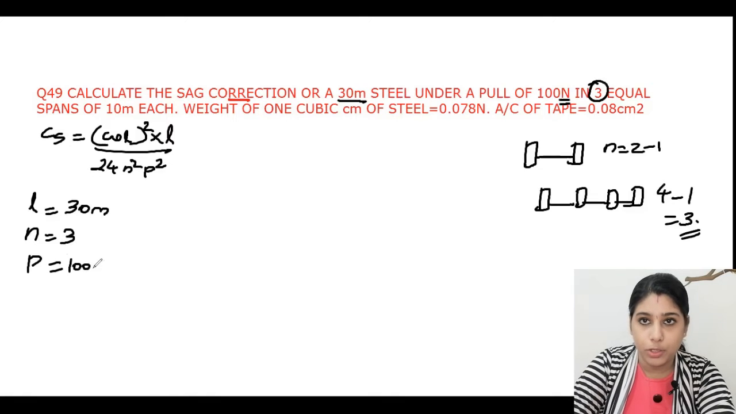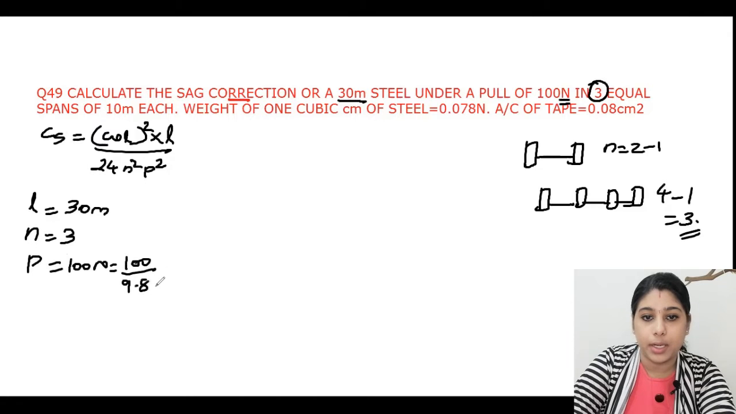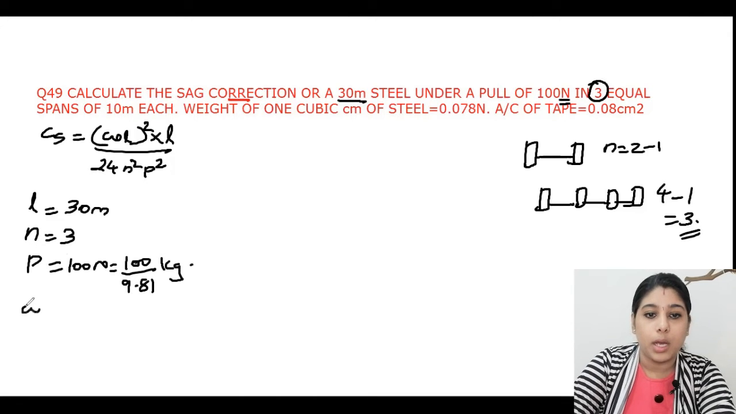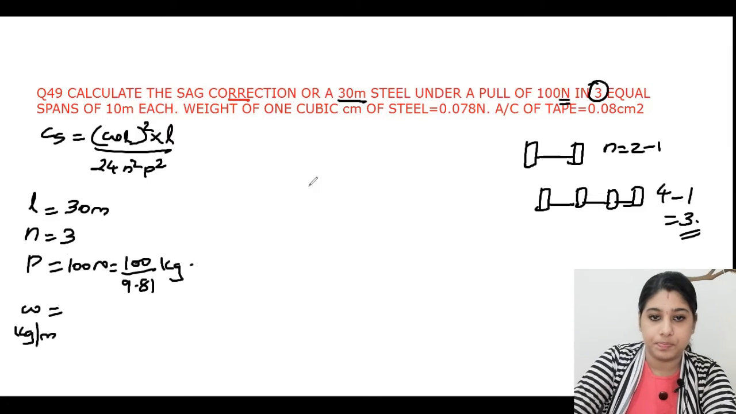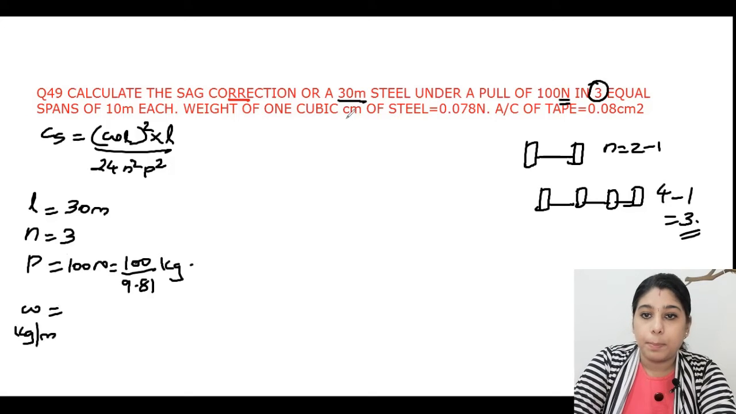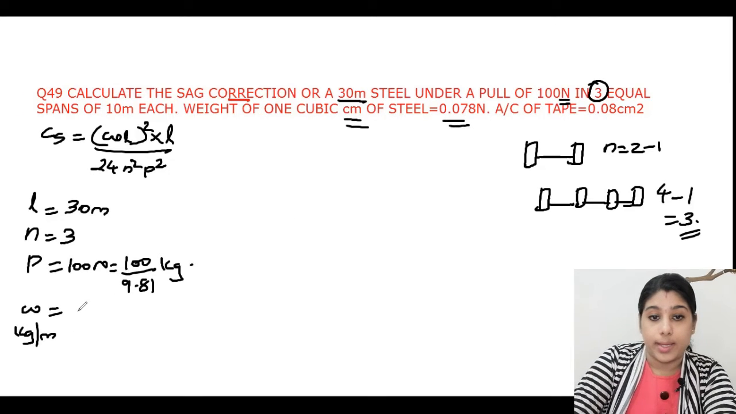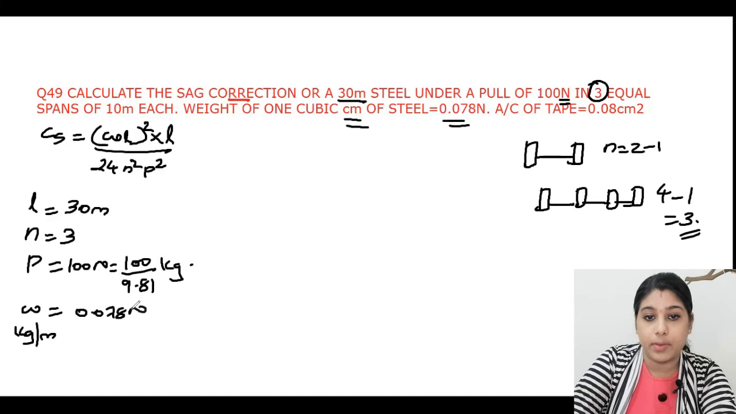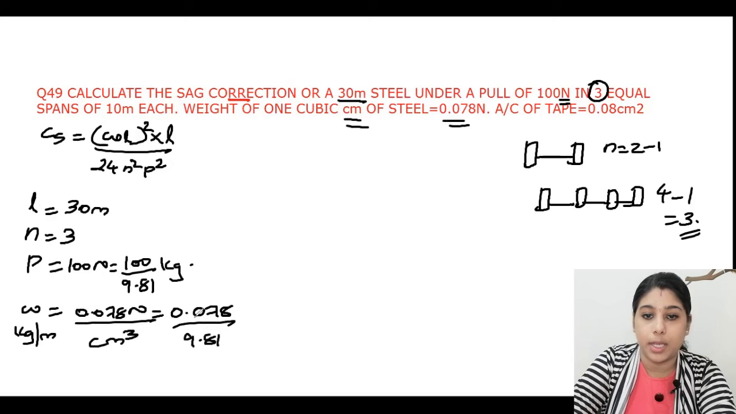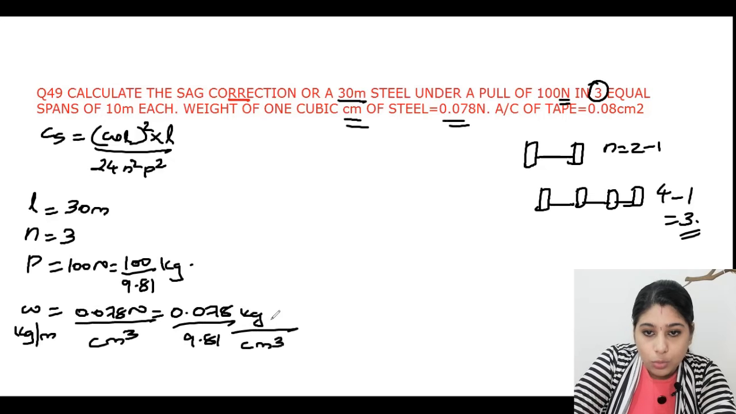And P is what they have given, the pull of 100 Newton, but we know that it should not be in Newton, it should be in kilogram, that is 100 divided by 9.81 kilogram. Now last is W. W we know that it should be in kilogram per meter. They have given 0.078 Newton per centimeter cube. So how will we convert this Newton, that we already studied, 0.078 divided by 9.81. So Newton became kilogram. Now this is per centimeter cube.